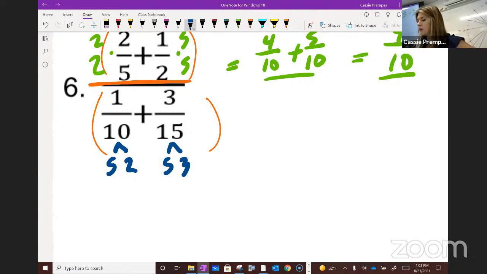What is the 15 missing from the 10? A 2. So I would multiply by 2/2. What is the 10 missing from the 15? A 3. So I would multiply by 3/3. Or I could say the least common denominator is 30. But that's a nice way to review that.